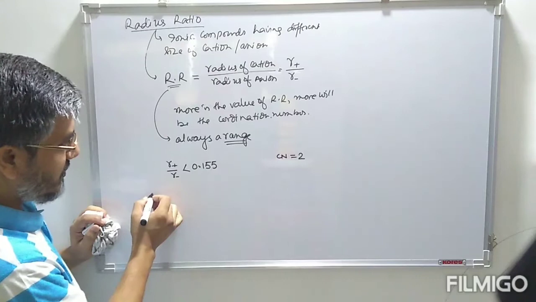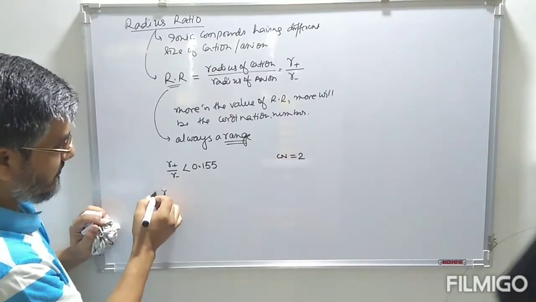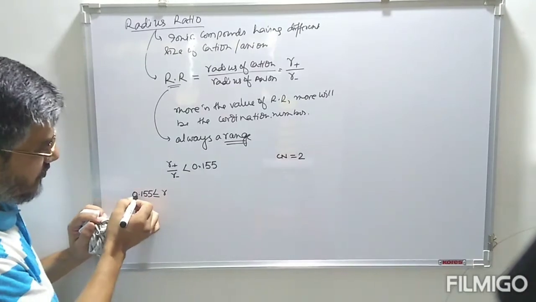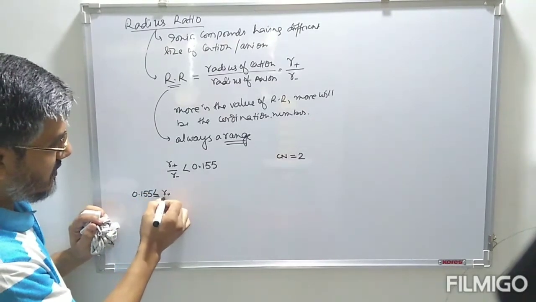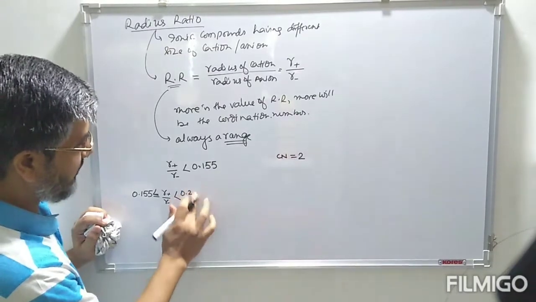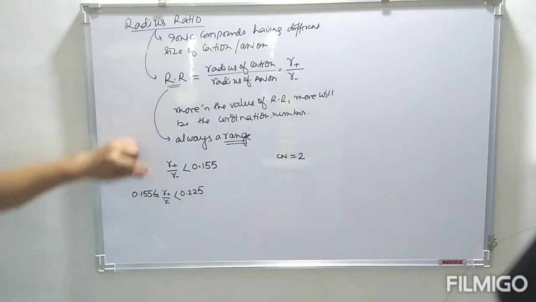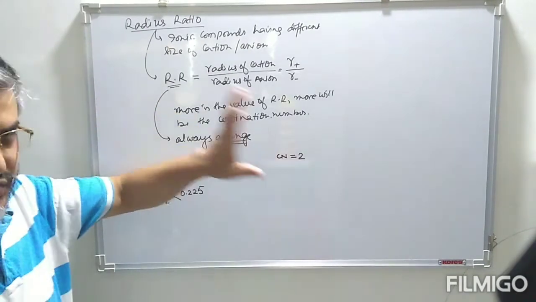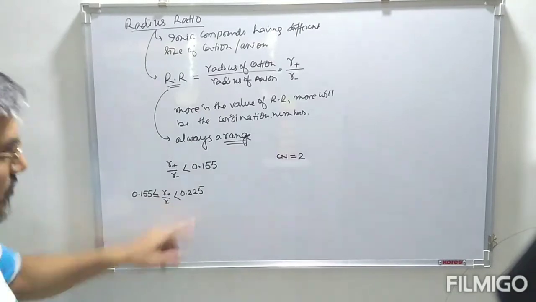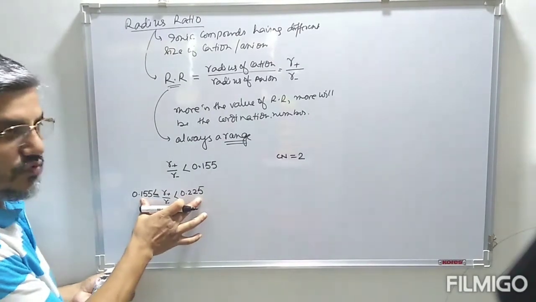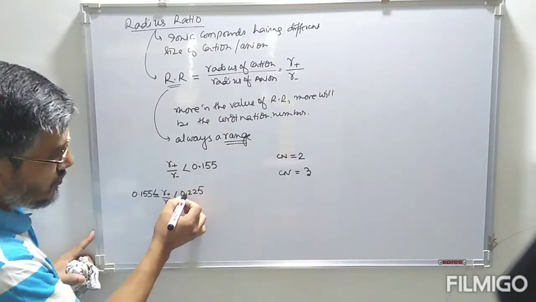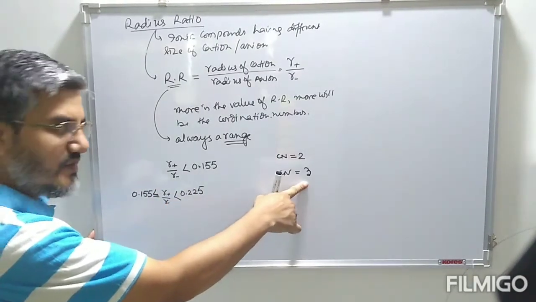But if the radius ratio is greater than or equal to 0.155, but less than 0.225, so we have a range 0.155 to 0.225, the coordination number is 3. So radius ratio less than 0.155 gives coordination number 2. When the radius ratio reaches 0.155 or greater but is less than 0.225, the coordination number is 3. If the radius ratio reaches 0.225, the coordination number cannot be 3, but will change to another one.